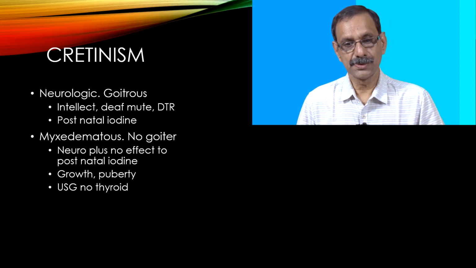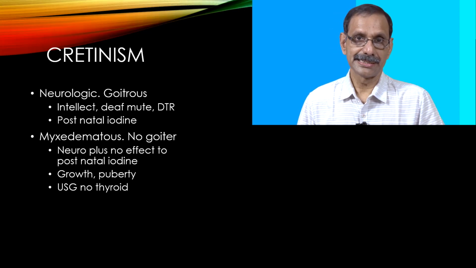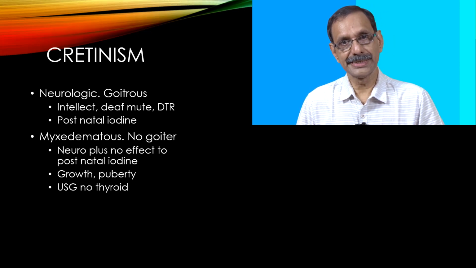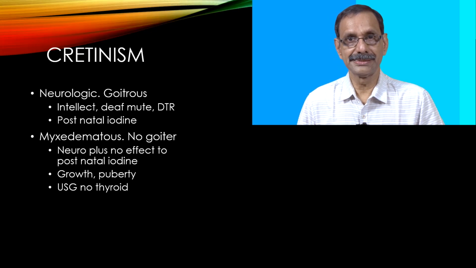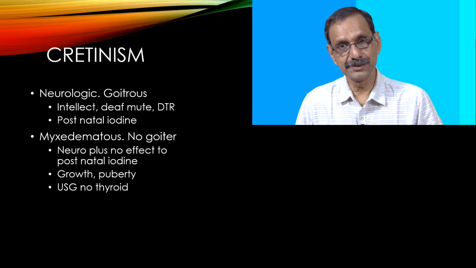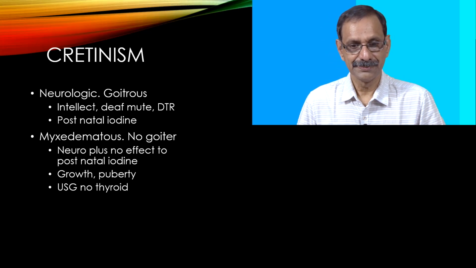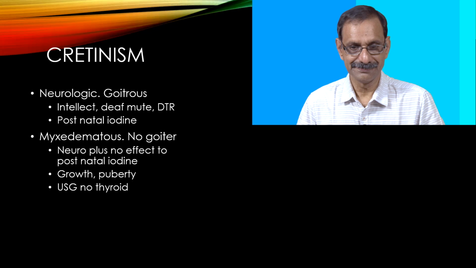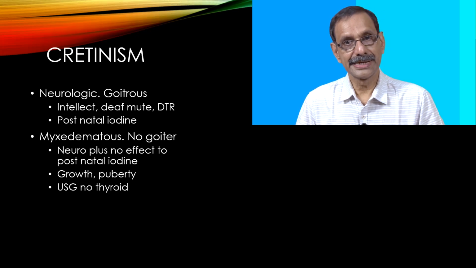Another type of cretinism is the so-called myxedematous cretinism. So cretinism has two types, neurological and myxedematous. In both, intrauterine iodine deficiency leads to decreased or almost absent thyroxine transfer to the baby. So the baby is damaged in utero. In myxedematous, in addition to the neurological damage that we have discussed, they do have postnatal growth retardation and retardation of puberty in spite of iodine supplementation. That is, iodine cannot save this child.